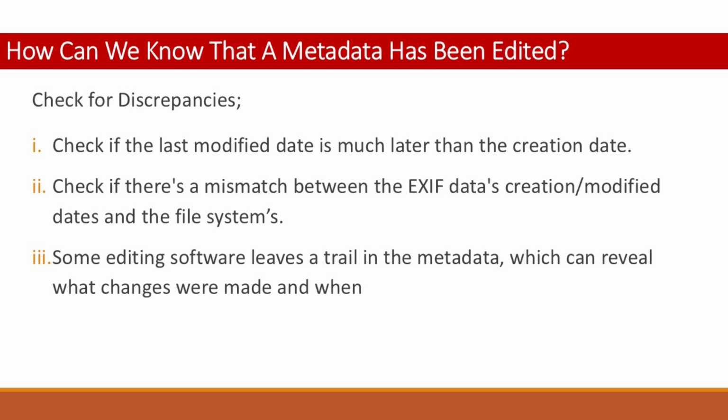Lastly, some editing software leaves a trace in the metadata. So you look for this, and as much as possible take note of it inside the metadata. There may be trails or traces in the metadata that reveal what changes were made and when. That will help us know whether the file has been edited or not. So the history of the file is inside the metadata.